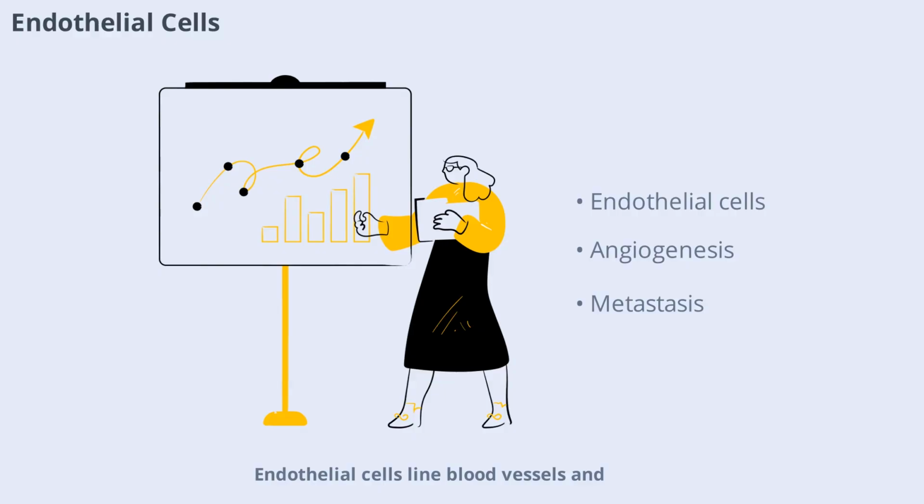Endothelial cells line blood vessels and are crucial for angiogenesis in the TME. They respond to signals from tumor cells, forming new vessels that supply nutrients and facilitate metastasis. Targeting endothelial cell function is a key strategy in anti-angiogenic therapies, aiming to cut off the tumor's supply lines.